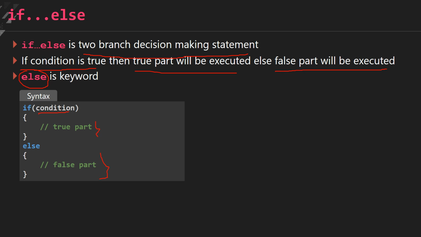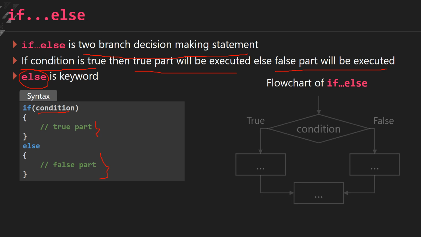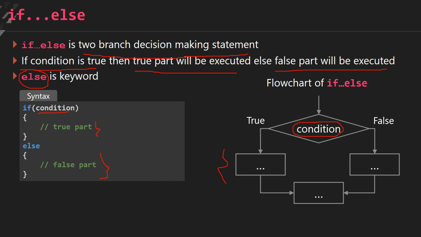Then correspondingly you can write a flow chart. Look at it. A diamond for the decision, where the condition is taken. If the condition is true, this part will be executed. If the condition is not true, the false part will be executed. It is a two-way branch decision making statement. Hope you understand this concept.